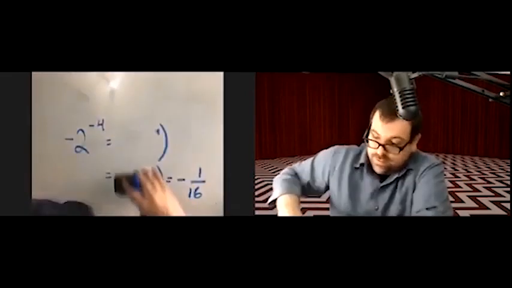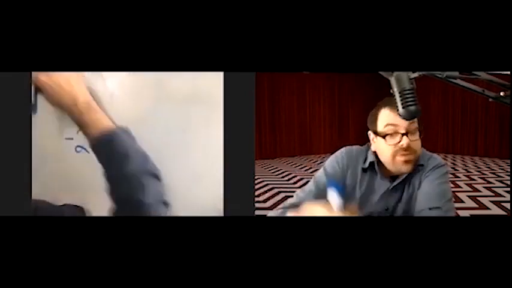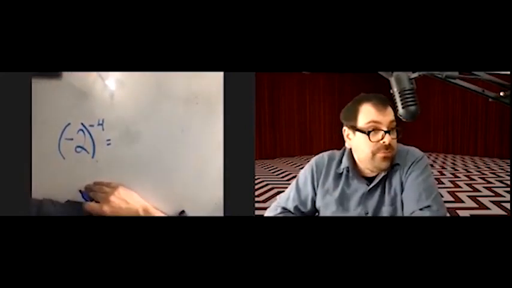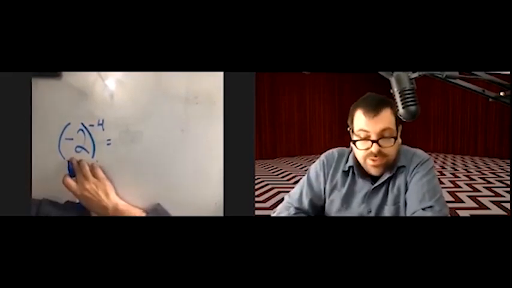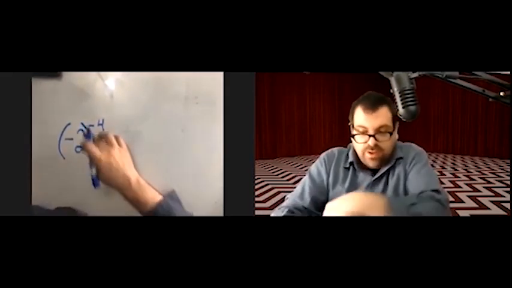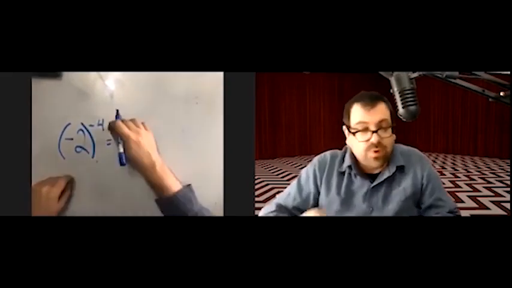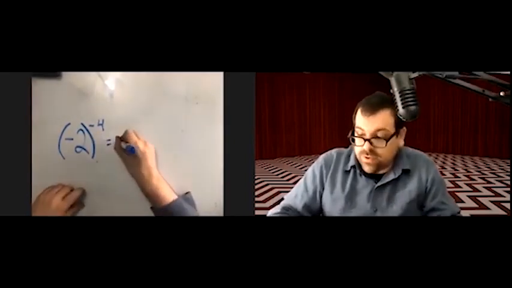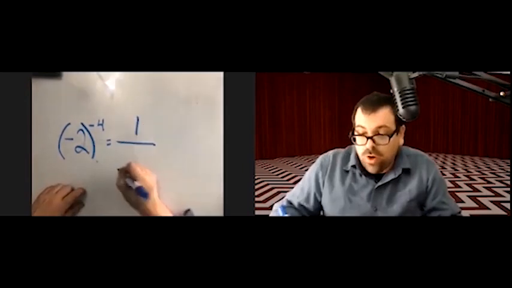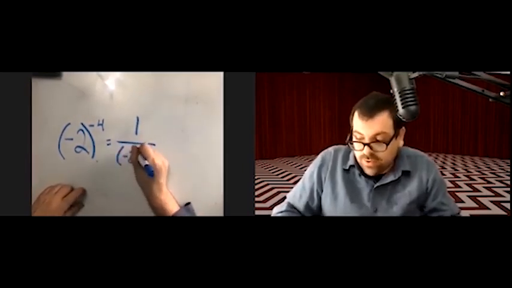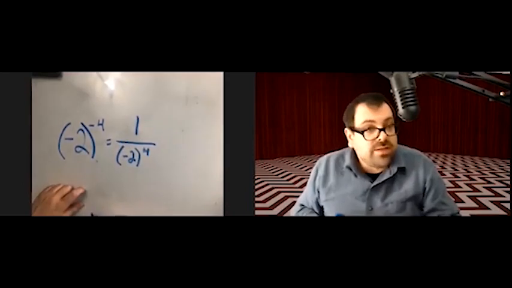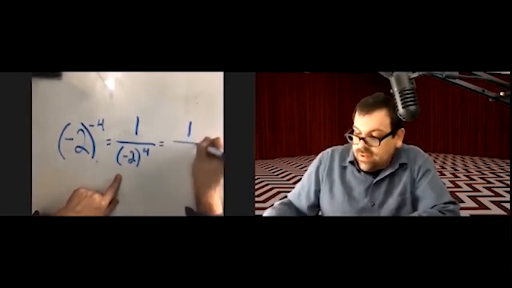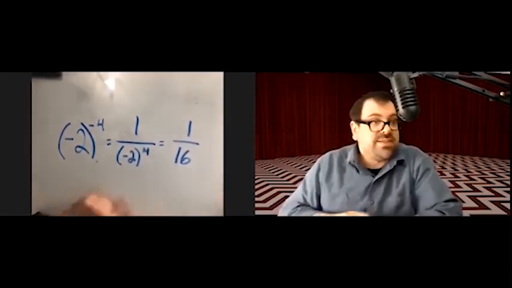But if the parentheses were in before the negative, and includes the whole negative in the base raised to the negative power, this whole thing, 1 over, it would be the whole negative 2 to the positive 4 power. But written like this, negative 2 to the 4th is positive 16.